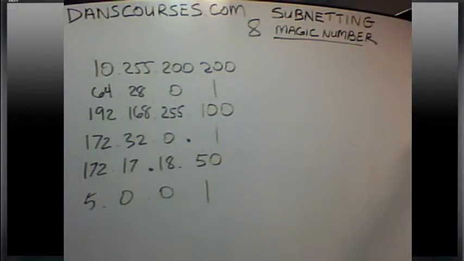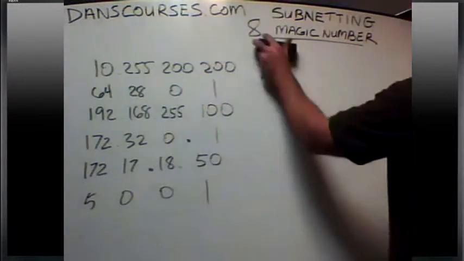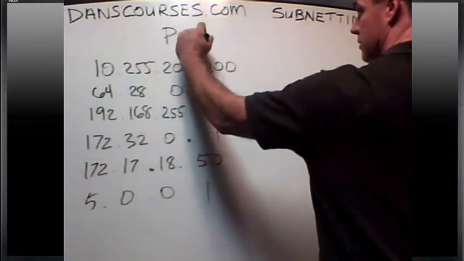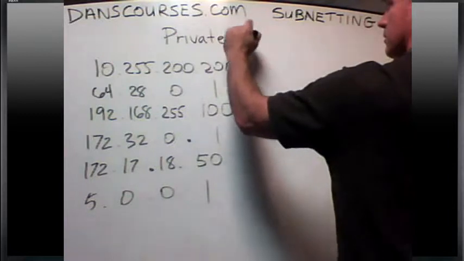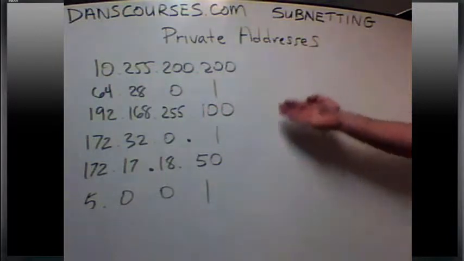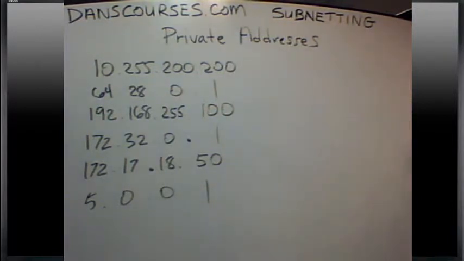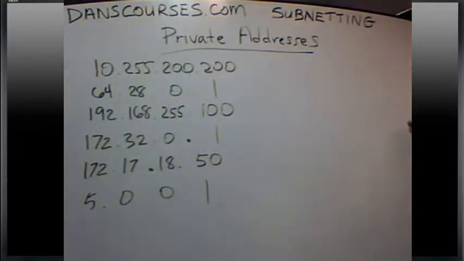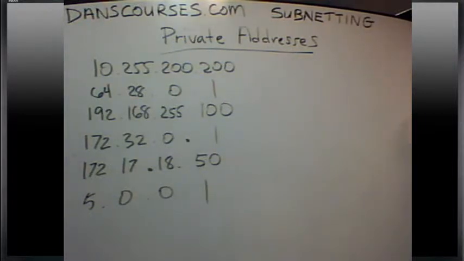Private addresses. Which of these addresses are private IP addresses? Private IP addresses, meaning they're not routable on the internet. You have to be able to answer this question on the certification exam. They'll give you a choice of 5, 6, or 7 addresses, and you've got to pick out the private ones.